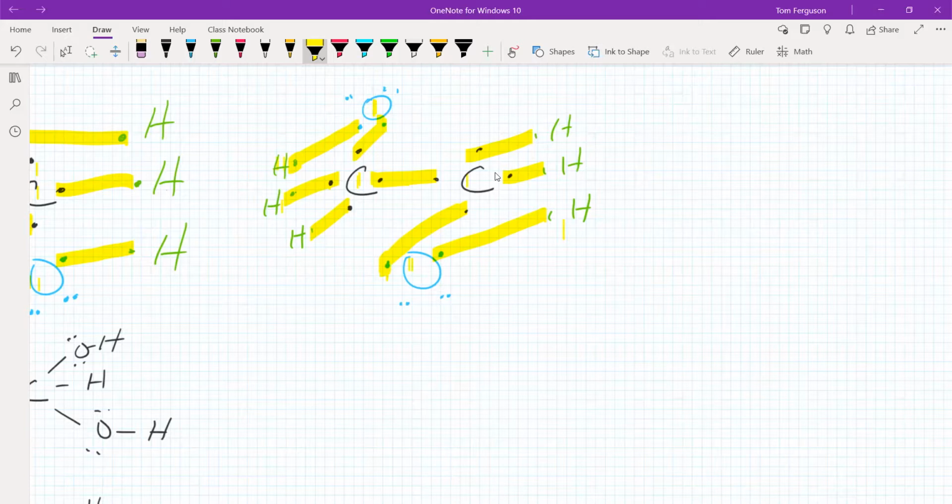Let's check for full shell. Carbon needs 8 electrons. We have 2, 4, 6, 8. Carbon 2, 4, 6, 8. Oxygen 2, 4, 6, 8. 2, 4, 6, 8. So that's fine. Carbon needs 4 bonds. 1, 2, 3, 4. 1, 2, 3, 4. Oxygen needs 2 bonds. 1, 2, 1, 2. Hydrogen needs 1. So this is a legal structure. So the next thing we do is we fill in the yellow bond with solid lines.